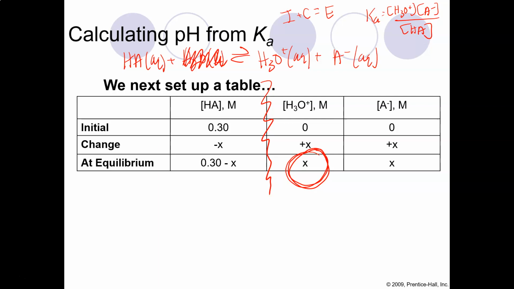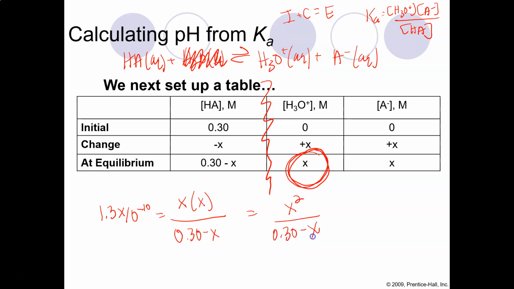So I'm going to substitute in for Ka, 1.3 times 10 to the negative 10th. And I'm going to substitute in for H3O plus at equilibrium, x, and for A minus at equilibrium, x, and for HA at equilibrium, 0.30 minus x. So I'm going to rewrite this, where x times x, I'm just going to write x squared. Is it coming back to you? This is going to be quadratic formula time.